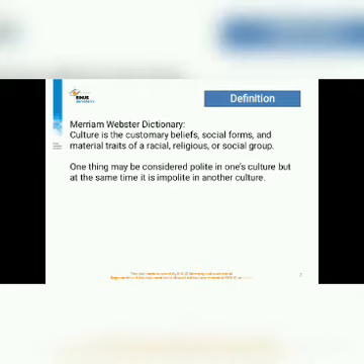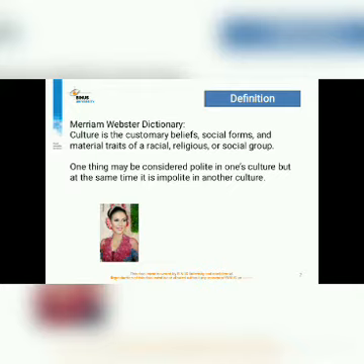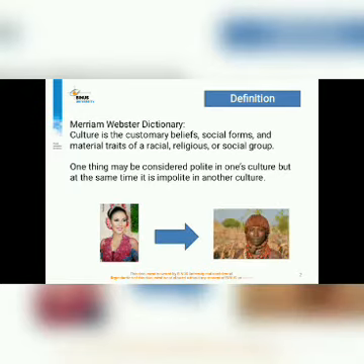For example, the concept of beauty. The first picture is the concept of beauty in our country, Indonesia. However, in a different culture, for example, in African country, the concept of beauty is of course different.